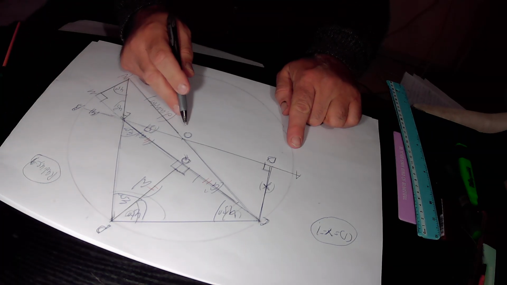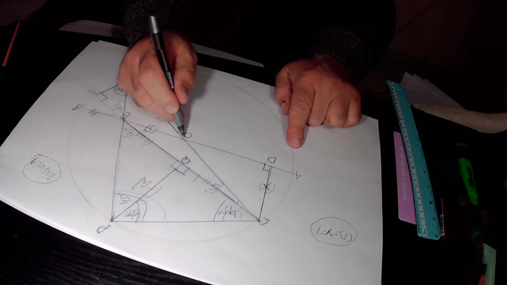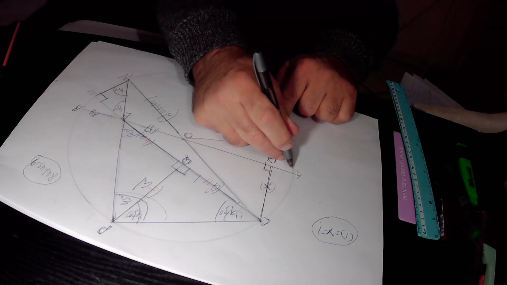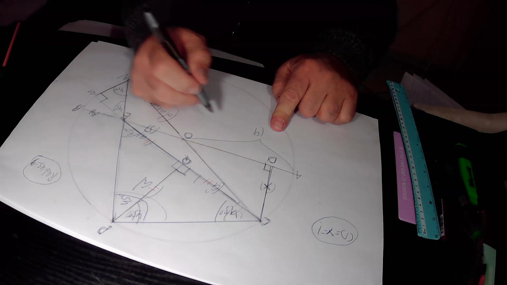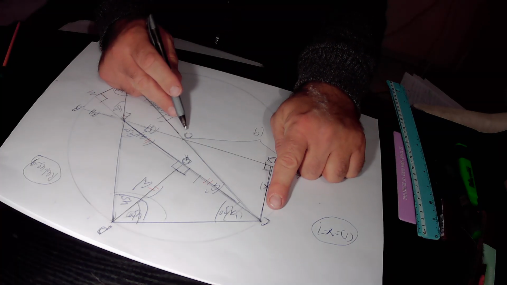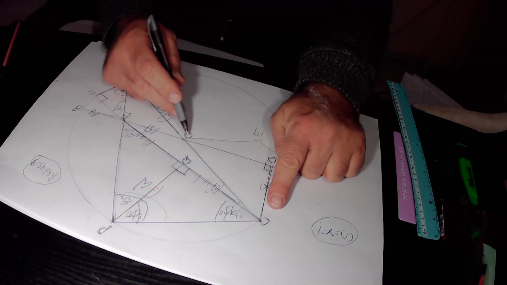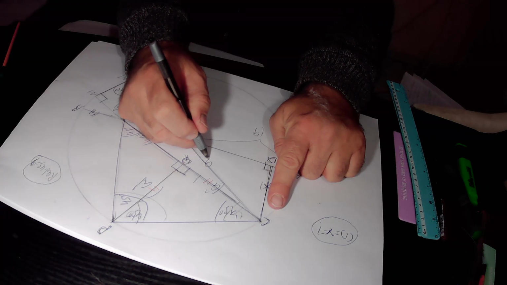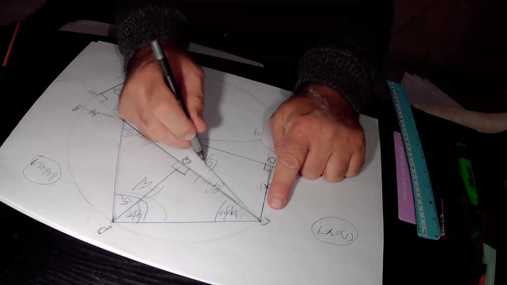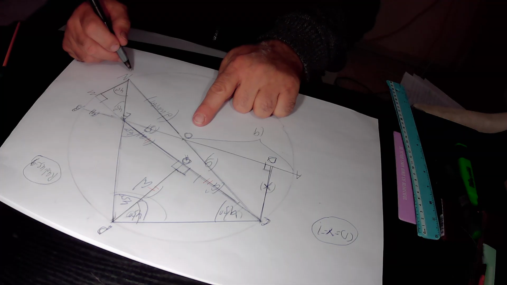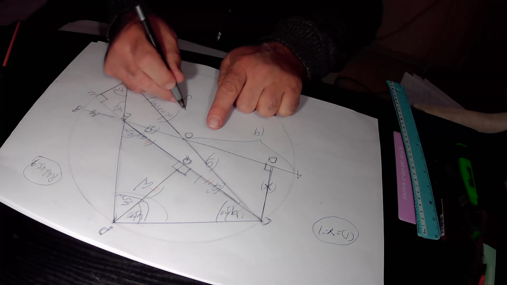OA is also the radius of the circle, therefore it is equal to 9 units in its length. Likewise, OC is also the radius of the circle, therefore it is equal to 9 units in its length. And finally, ON is also the radius of the circle, therefore it is equal to 9 units in its length.